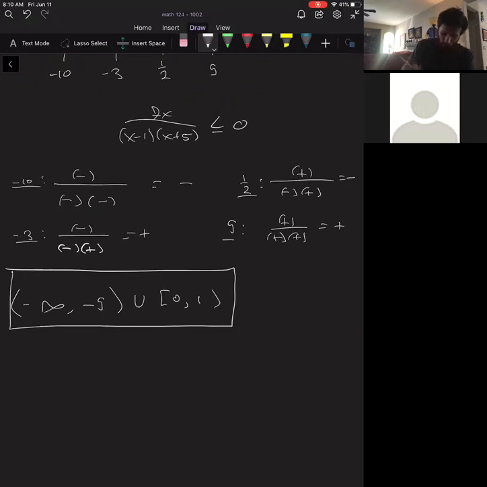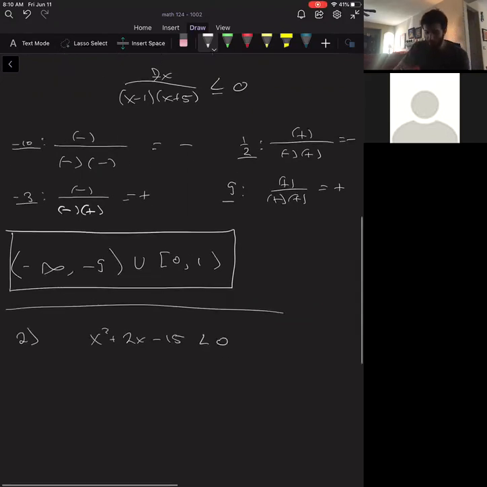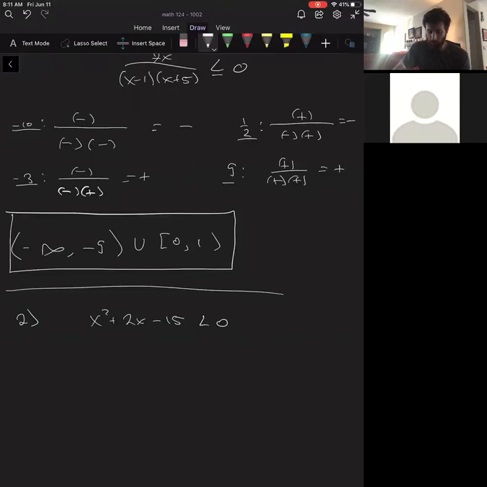Let's go back to number 2. Number 2 wants us to do x squared plus 2x minus 15 less than 0. So this one's not a fraction. Remember, the first thing to do is get everything on one side and 0 on the other side. That's already done for us.